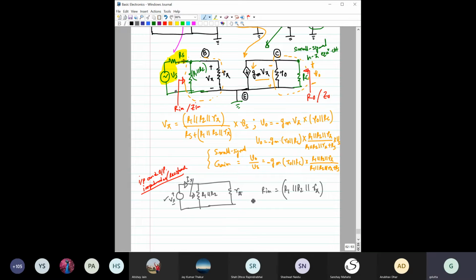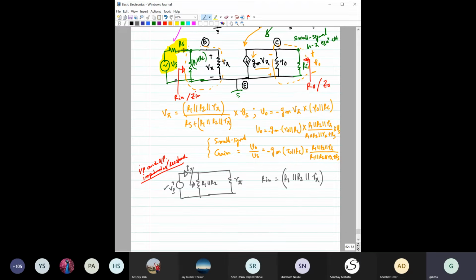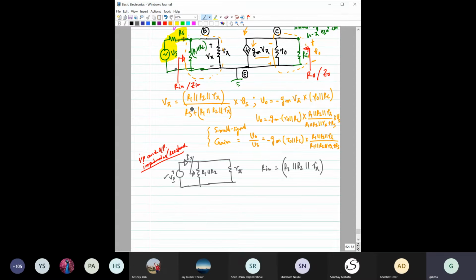Okay, so this Rin is, I hope it is clear. Now, what about this R naught, the output resistance? It is almost the same thing, but when you find R out, first deactivate this VS, the signal source. Deactivate means you replace VS by its equivalent circuit component. Any voltage source can be replaced by its equivalent, which is basically a short circuit, right?